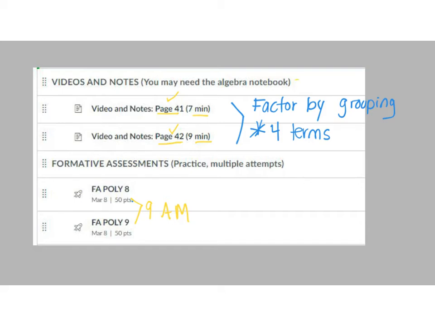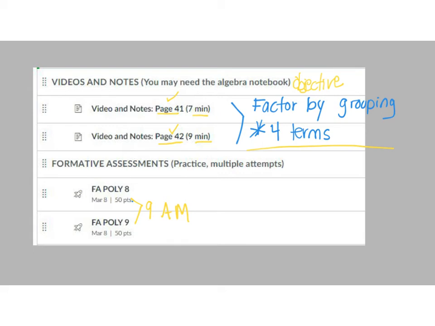What our objective will be for this particular lesson this week is that we will be learning how to factor by grouping. And factor by grouping occurs when the polynomial has 4 terms. And so that's the type of factoring that we're going to be focusing on this week.